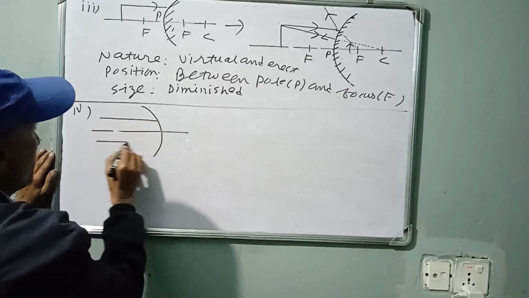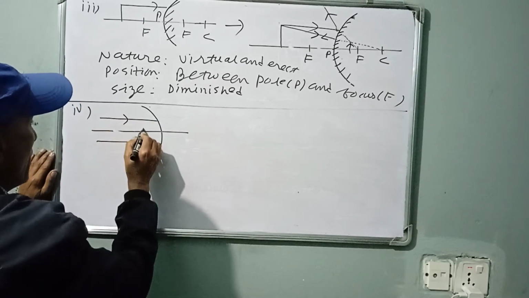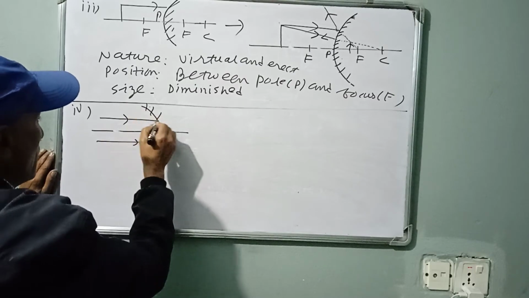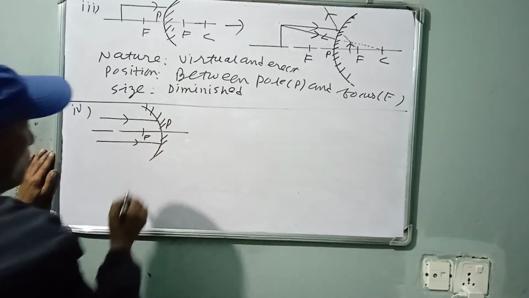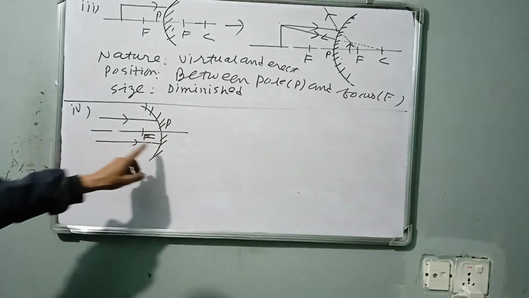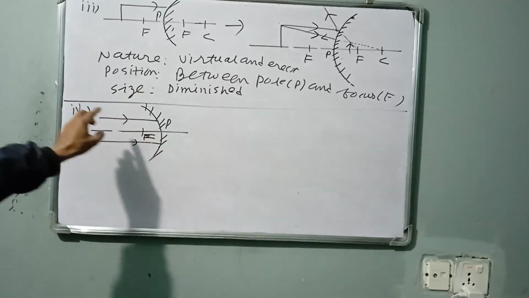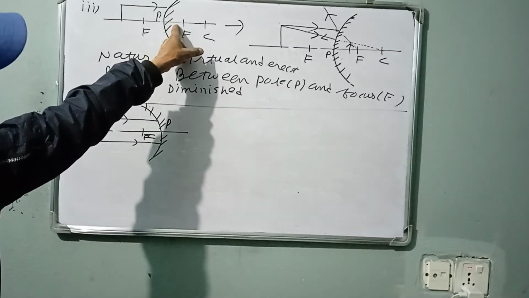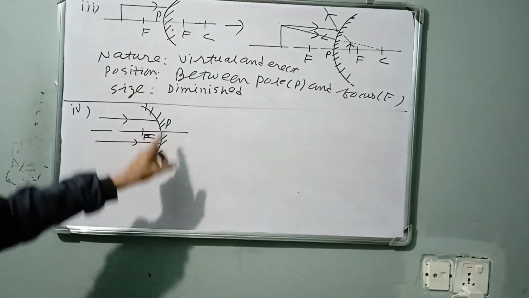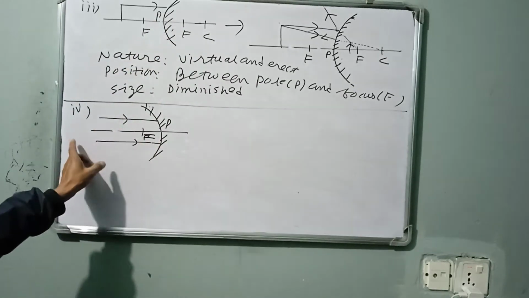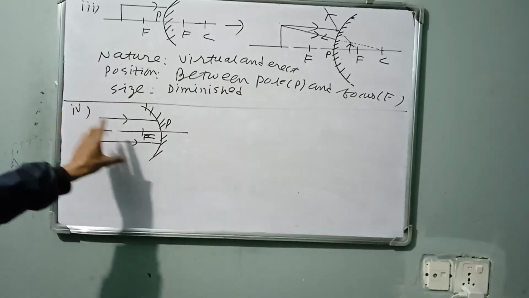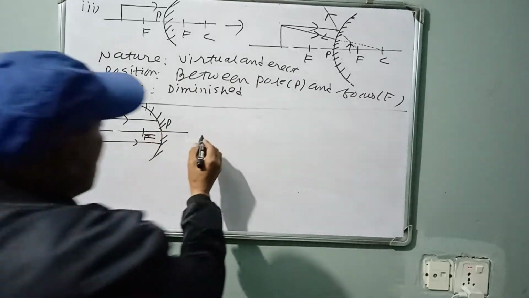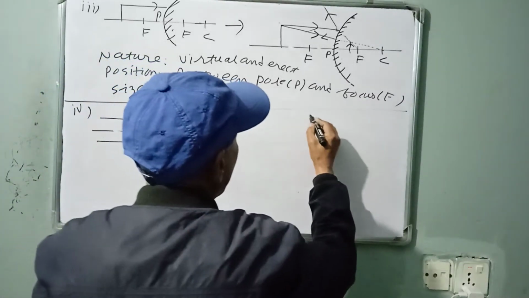Parallel ray, focus, pole. This is an incomplete diagram in case of a concave mirror. This mirror is polished outside, so it is a concave mirror. What is the complete diagram? The complete diagram is this.